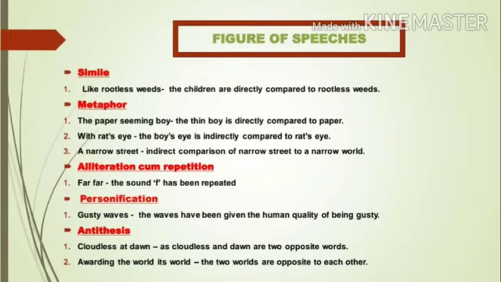The third figure of speech used by the poet is alliteration and repetition. In the beginning of the first stanza, the poet has used the line far, far from gusty waves. In this, the word far, far is repeated and the sound of F is also repeated. So it is alliteration cum repetition. The poet has also used personification in the expression gusty waves, where the waves have been given the human quality of being gusty. One new poetic device used by the poet in the stanza is antithesis. It is a device where two opposite ideas are placed together in a statement. In this stanza, the poet has used cloudless at dawn and the awarding the world its world. Both these are examples of antithesis.